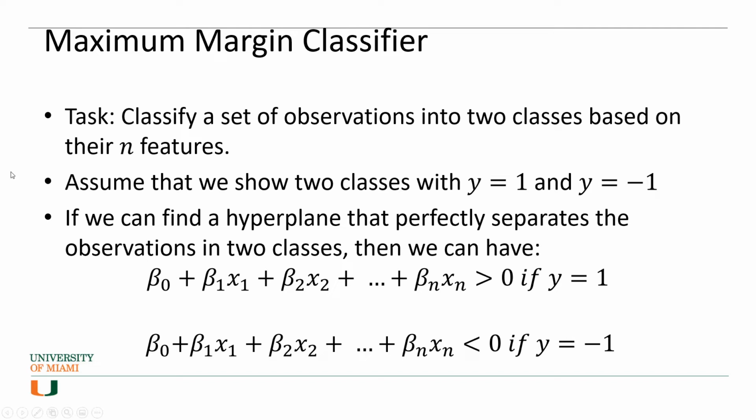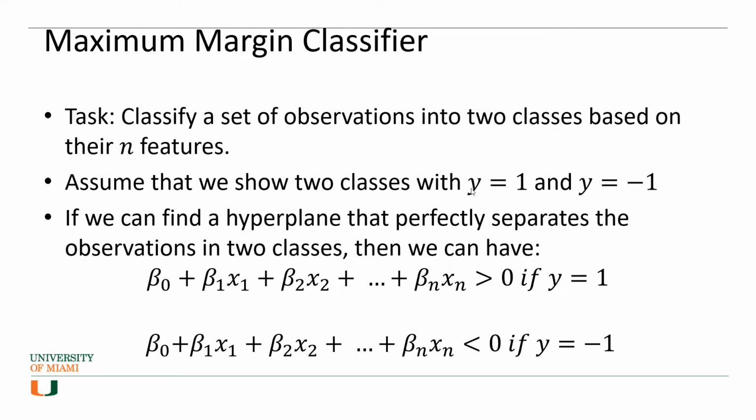So we are going to say that if a point is in one class, say the class of y equal to 1, and you plug the coordinates of that point into the formula of our hyperplane, that would result in a positive value. Whereas if the point is in the other class, and we plug in the coordinates of that point into the formula of our hyperplane, that would give us a negative value, indicating that it is in the other class, or basically it is below the hyperplane.